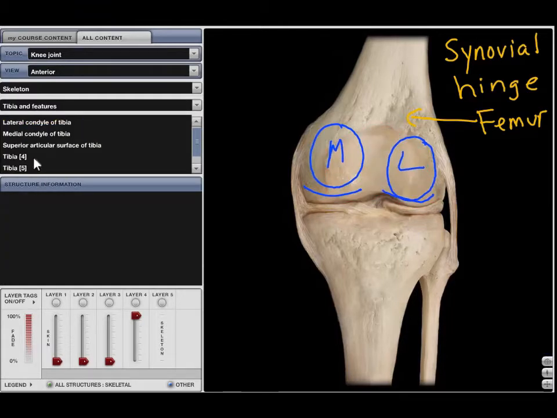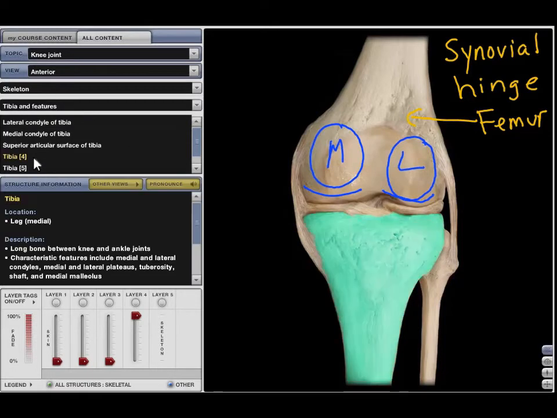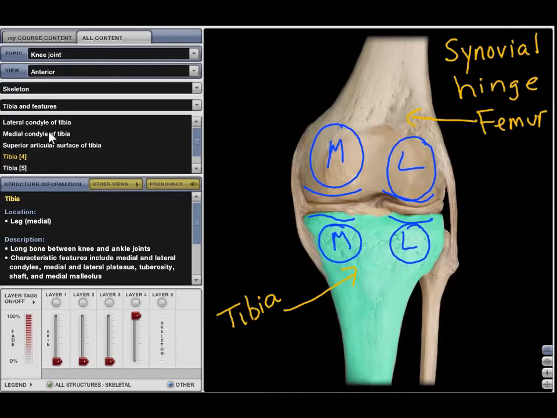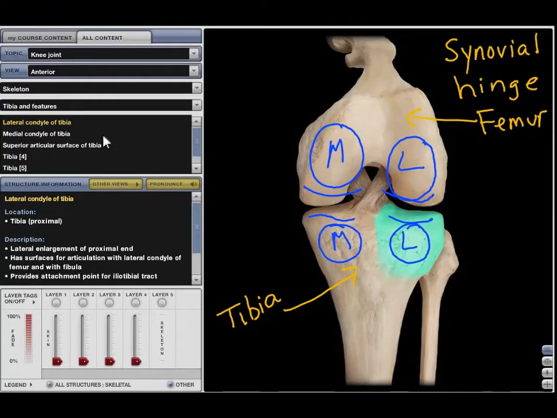And the other bone of the knee joint that we can see here is the tibia. And again, we have lateral and medial condyles of the tibia. So here's the lateral condyle of the tibia and the medial condyle of the tibia. The articulating surfaces of these bones are covered by articular cartilage, which is composed of hyaline cartilage.